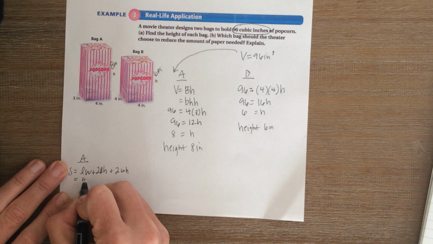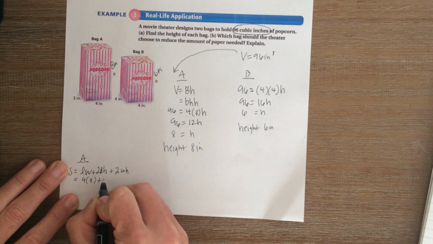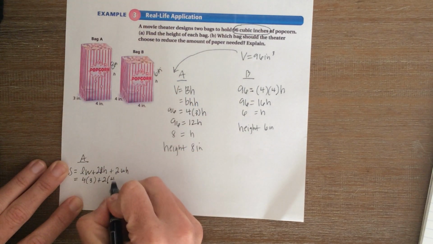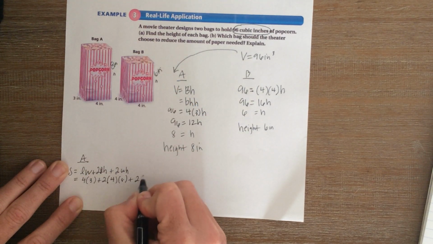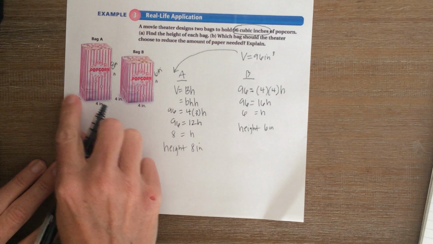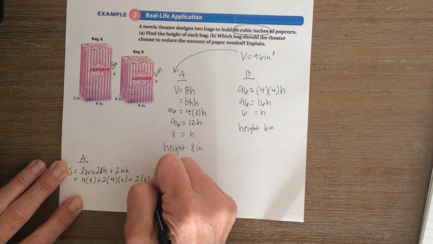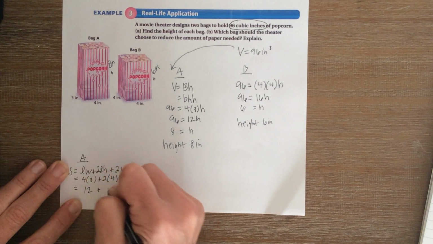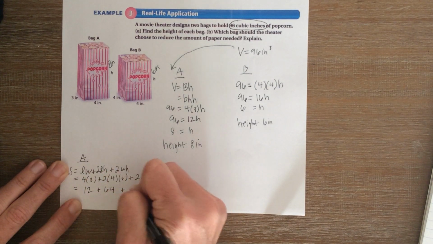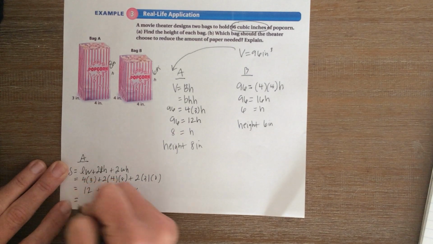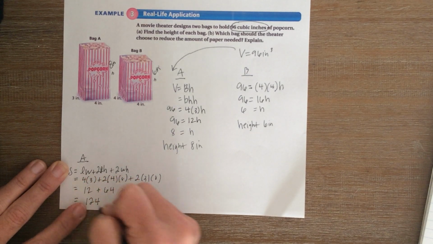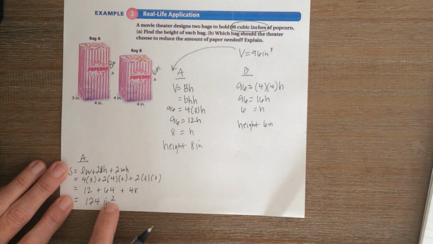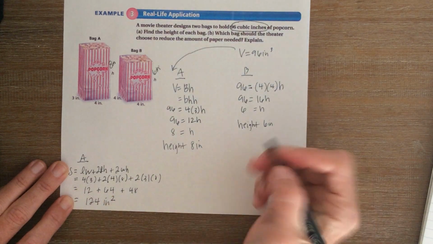So I know that this is 4 times 3 plus 2 times 4 by 8, plus 2 times 3 by 8, which is 12 plus 64 plus 48. So bag A has a surface area of 124 inches squared. Don't forget, now we're talking about surface area, so it's inches squared.